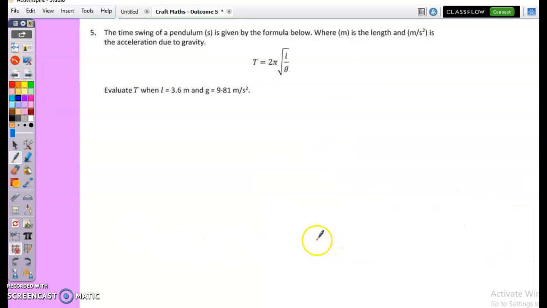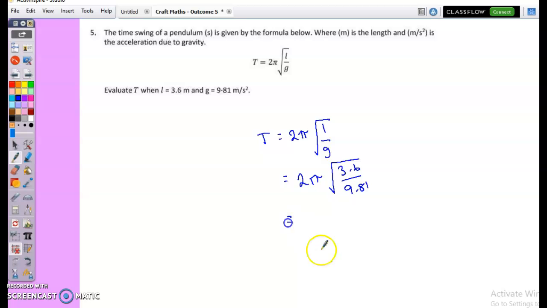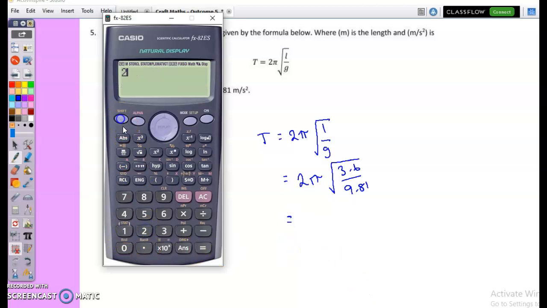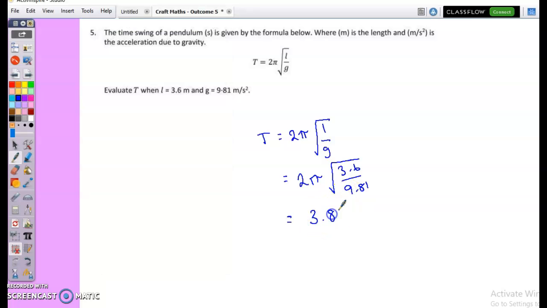Number 5, the time swing of a pendulum is given by the formula below. So t equals 2 pi times the square root of L over g. We want to calculate t. So it's 2 pi times the square root of 3.6 divided by 9.81. Doing 2 pi times the square root, and I'm just going to use my fraction button, 3.6 over 9.81. It equals, and we get 3.81 to 2 decimal places.